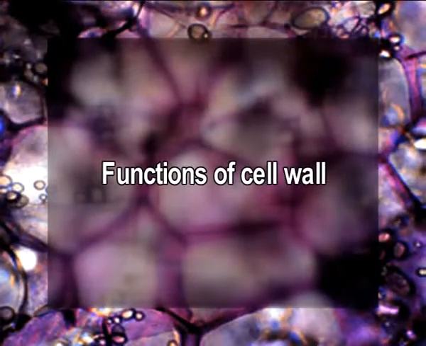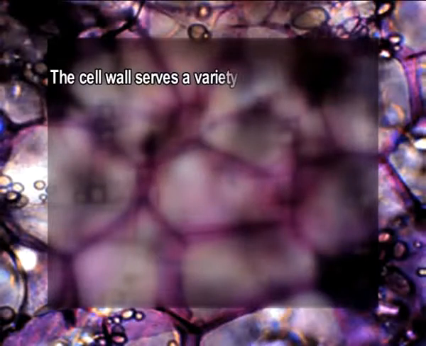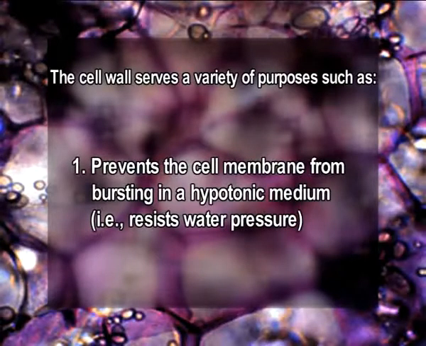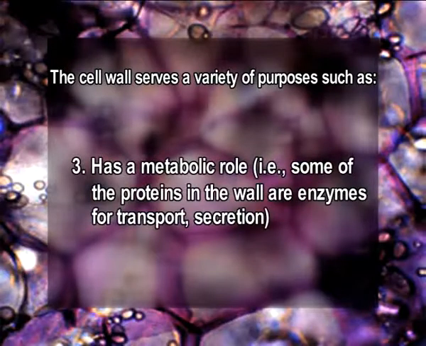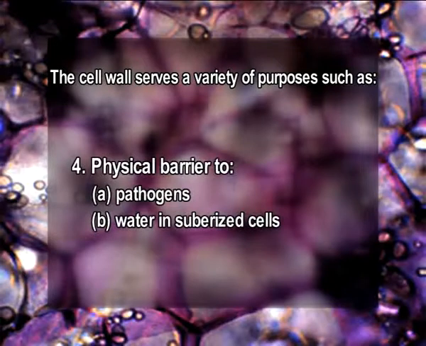Now, functions of the cell wall. The cell wall serves a variety of functions. Number one, it prevents the cell membrane from bursting in a hypotonic medium, that is, it resists water pressure. Number two, it controls the rate and direction of cell growth and regulates cell volume. Number three, it has a metabolic role, that is, some of the proteins in the wall are enzymes for transport and secretion. Number four, it is a physical barrier to pathogens and water in suberized cells. However, remember that the wall is very porous and allows the free passage of small molecules.